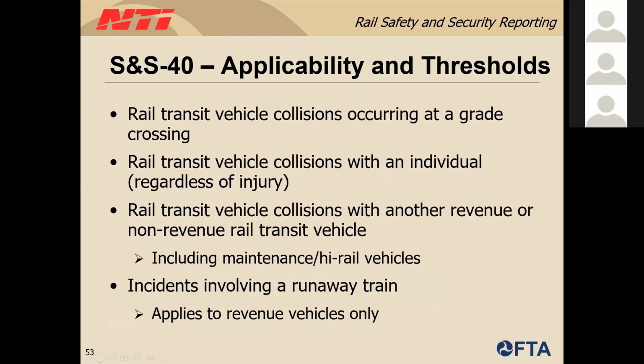Also automatically reportable regardless of any other thresholds are collisions involving a rail transit vehicle at a grade crossing, collisions between a rail transit vehicle and a person, a collision between a rail transit vehicle and another rail transit vehicle, which includes both revenue or non-revenue vehicles, and any incidents involving a runaway train. The runaway train scenario applies only to revenue vehicles, regardless of whether they are in service or not.